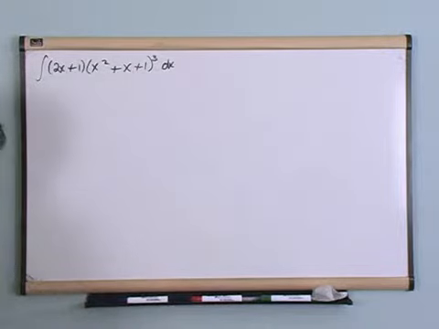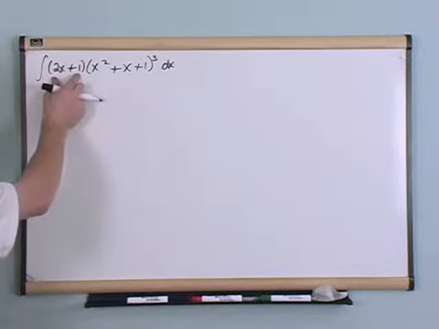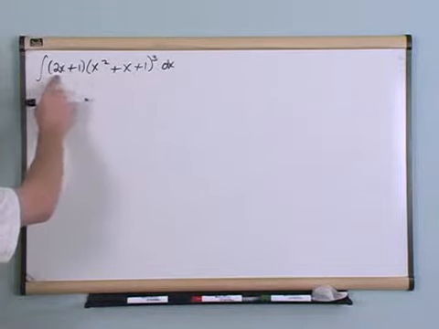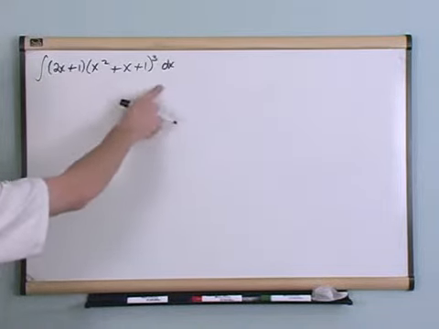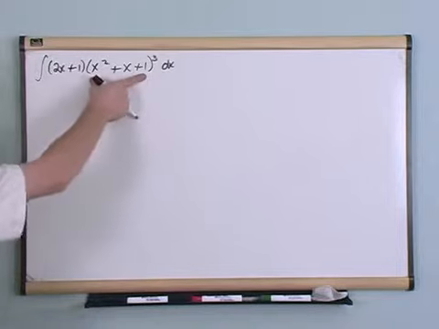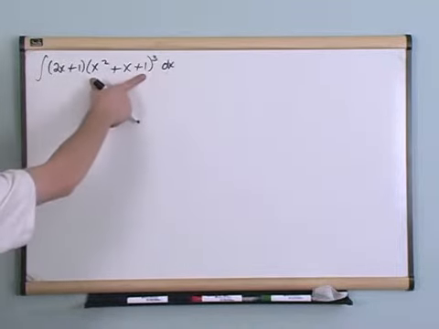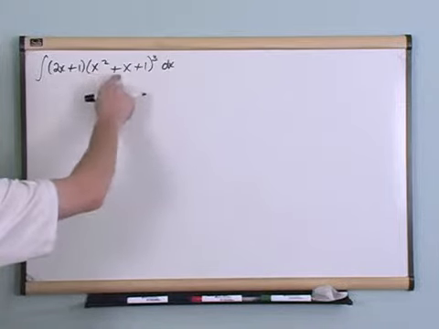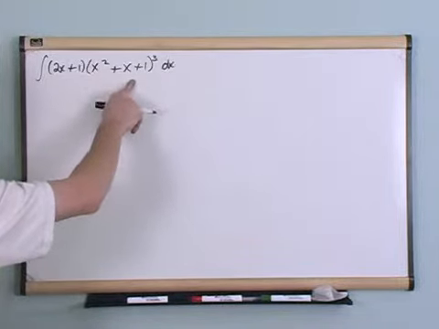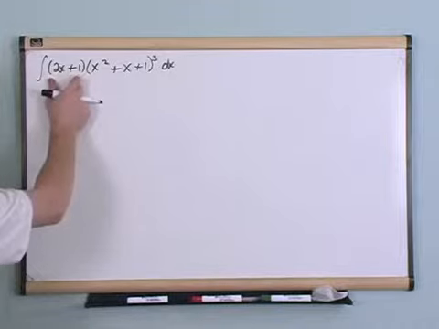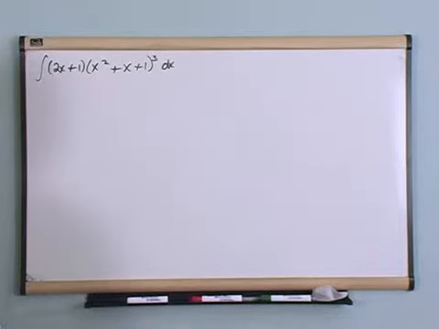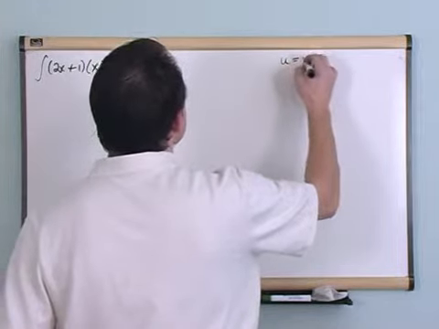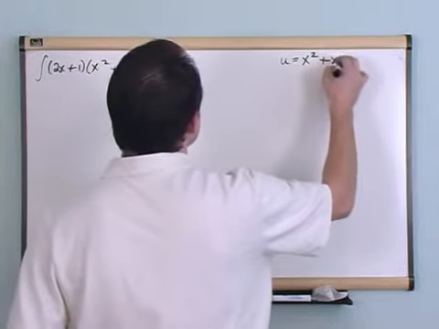Okay? Now, let's think about it. If I choose this for u, when I take the derivative, it's going to be 2. The derivative of this is 2, which is not going to cancel with this at all. But if I take a look at this and I say, what's the derivative of this? This will be 2x plus 1. The derivative of this term is 2x plus 1, if you think about it, which sure looks a whole lot like that, right? So that may lead me somewhere. So let's try it. u is equal to x squared plus x plus 1.